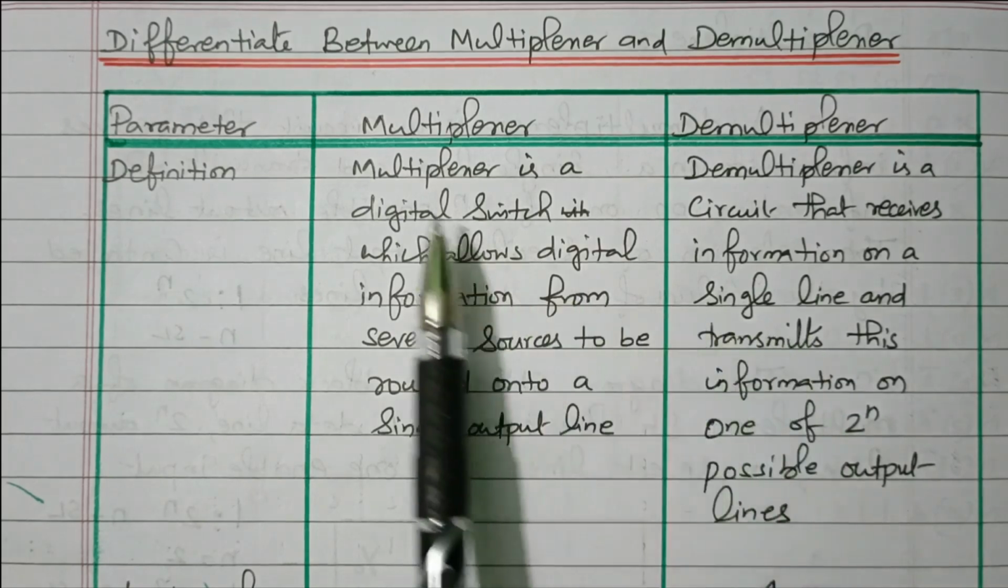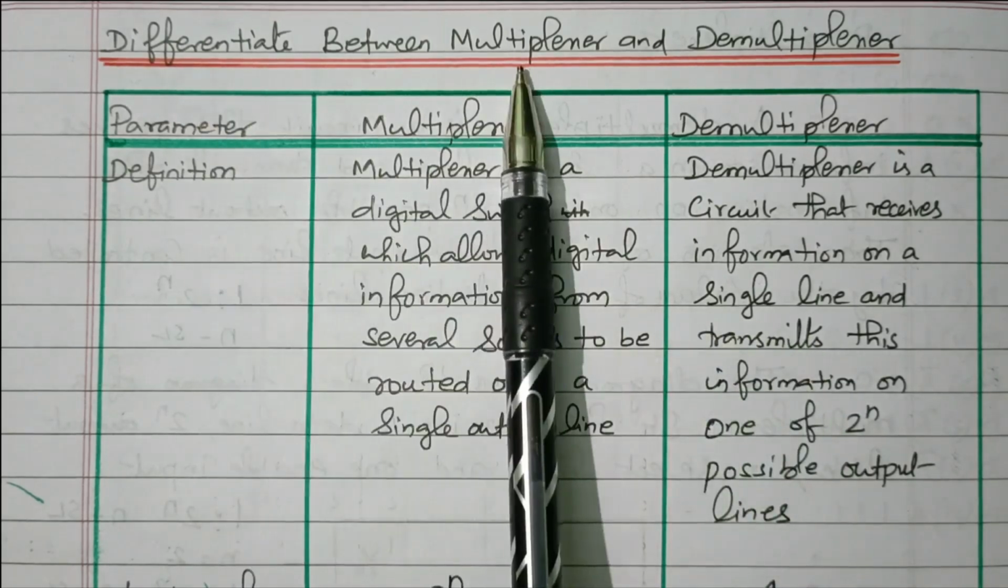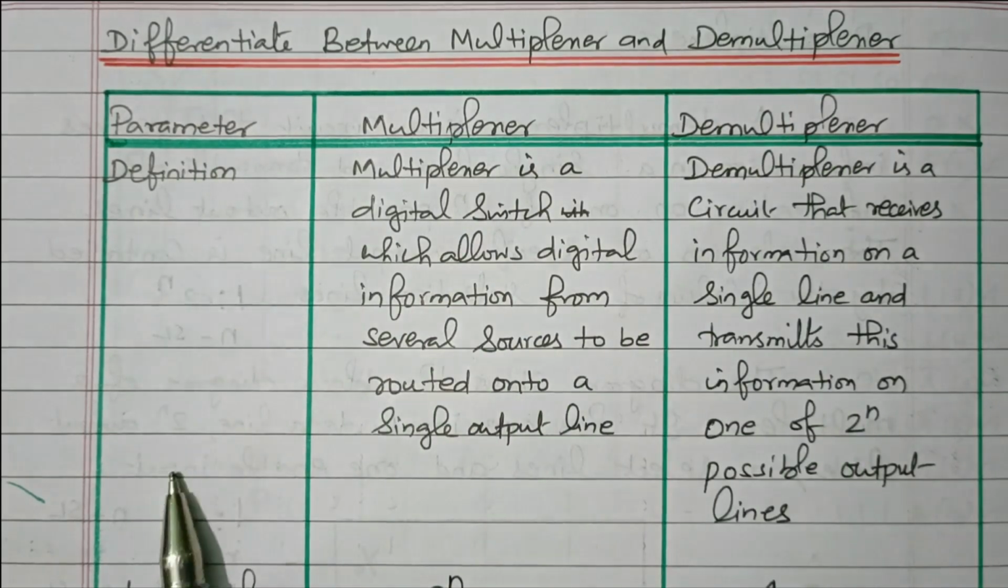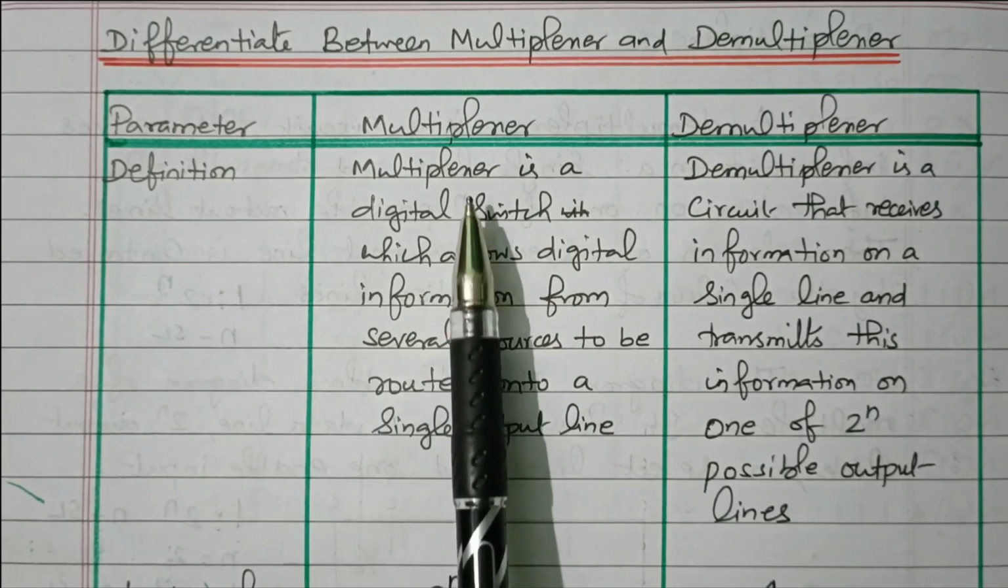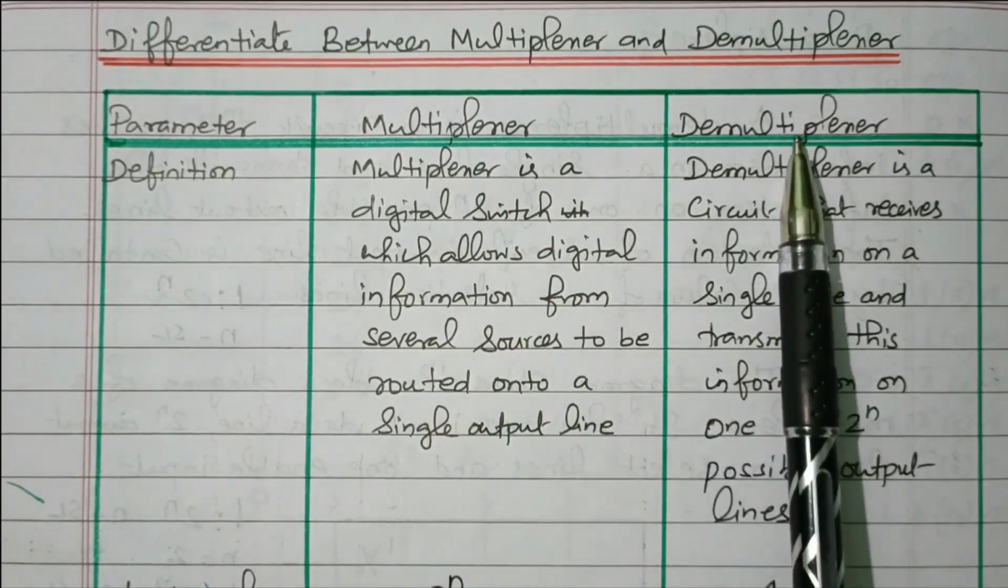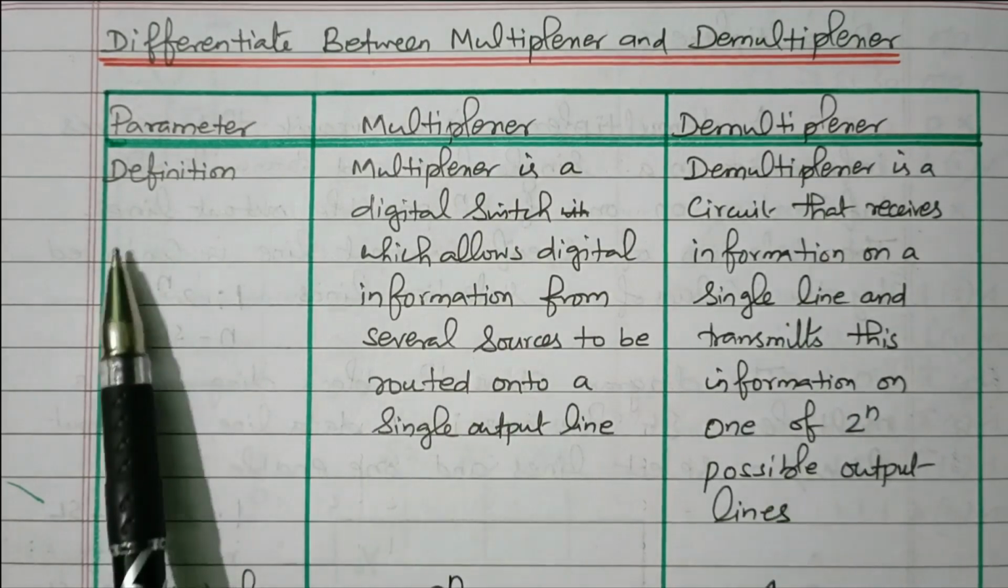Now we'll go to the topic. The difference between the multiplexer and demultiplexer. So here we'll have the first column, parameters available. In the second column we'll see what is available in the multiplexer. Third column, demultiplexer. First, definition.